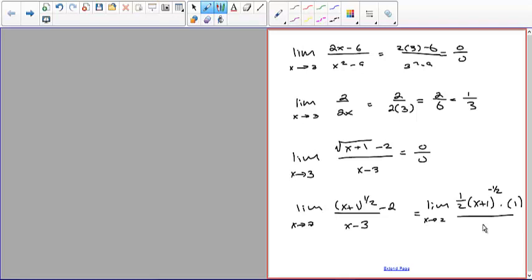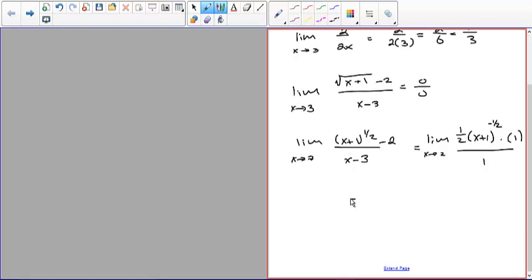So at that point, you don't have indeterminacy anymore. So what you end up with is the limit as x goes to 2 of 1 over 2 square root of x plus 1. So this dividing by 1 means it's just the numerator, and this disappears, and this goes to the denominator. So then you can just plug in 2. So it's just going to be 1 over 2 times the square root of 2 plus 1, which is 1 over 2 times the square root of 3.